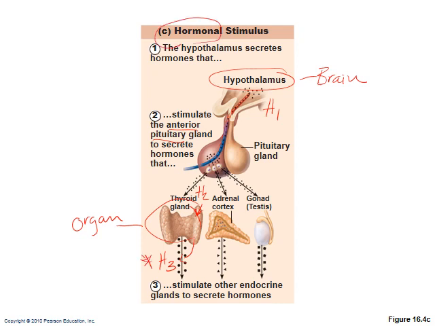What caused the thyroid to release H3, or hormone number 3? What was the trigger? The trigger was the anterior pituitary released hormone 2. So sometimes people like to think this is the brain's way of communicating with various organs within the body.